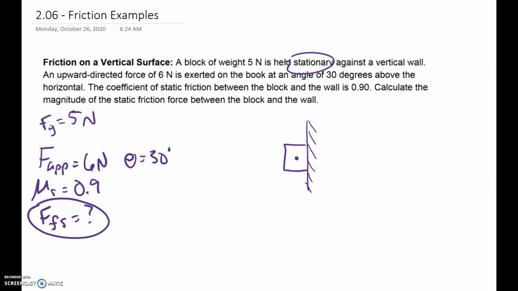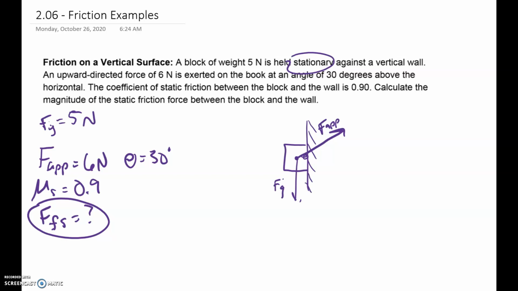So it's held against a wall because it has an upward directed 6 Newton force, 30 degrees above the horizontal. Alright, so that means upward, and based on how I pictured my diagram here, upward and rightward. And that's my applied force, where this angle here, that's angle theta, with respect to the horizontal. Let's see, what other forces do we have here? It looks like we've got force of gravity acting straight down.